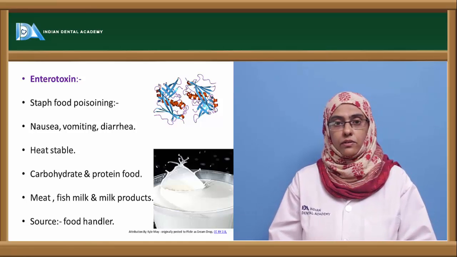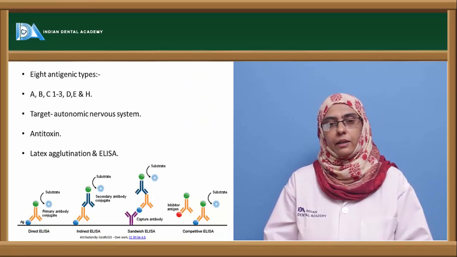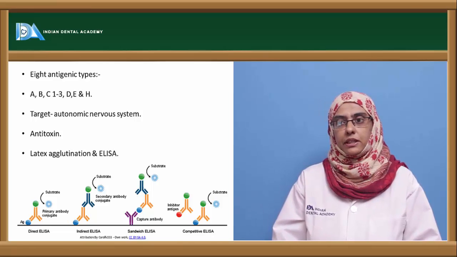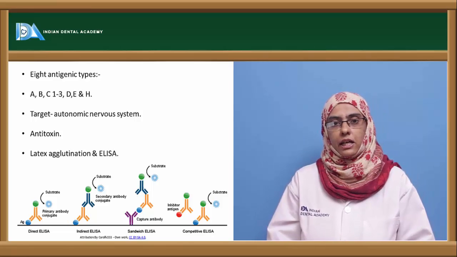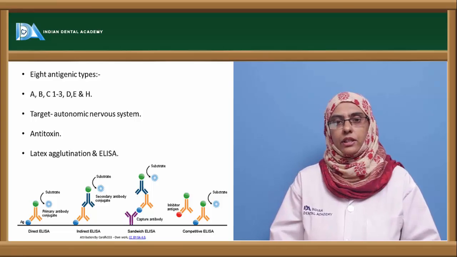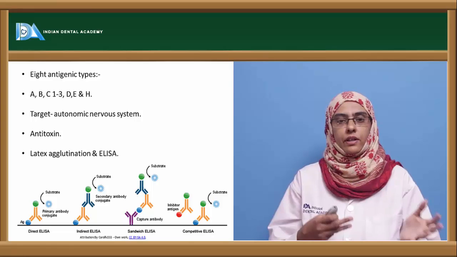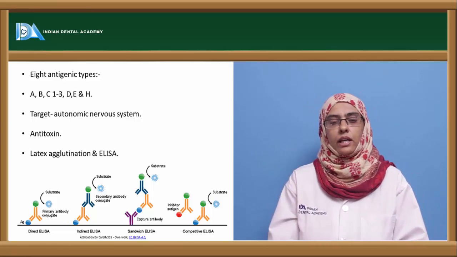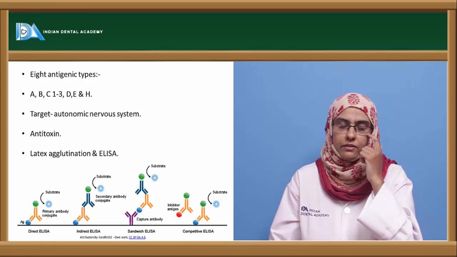And the source of this infection is usually the food handlers. Different types of these enterotoxins are known: A, B, C1, C2, C3, D, E, and H. The target of this enterotoxin is the autonomic nervous system, but not the gastrointestinal mucosa. So the symptoms that are seen are not due to the effect of the enterotoxin on the gastrointestinal mucosa, but because they act upon the autonomic nervous system. All the symptoms are related to the autonomic nervous system.